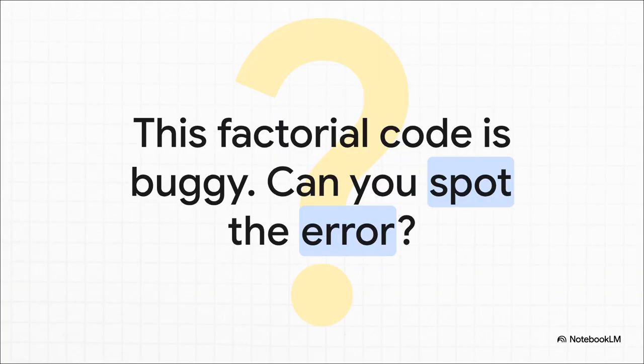All right, time for a little bug hunt. On the screen is a function that's supposed to calculate a factorial, but it's totally broken. No matter what number you give it, it just spits out 0. Take a look. Why is that happening? Can you spot the bug?